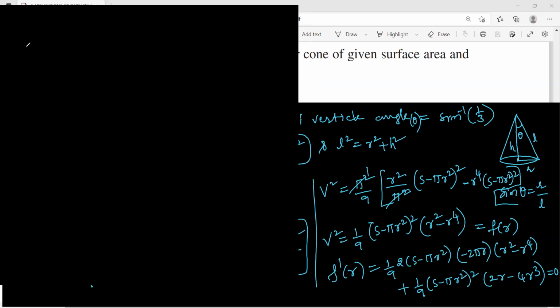If you equate to 0, what will happen? Or f dash of r, I'll write again so that it will be easy. What is that? 1 by 9 is common, and also S minus pi r square is common. And what else is common? R square also comes common actually. Here also an r, here also an r. So that also comes common, but I am not writing that. So here we write this is common.